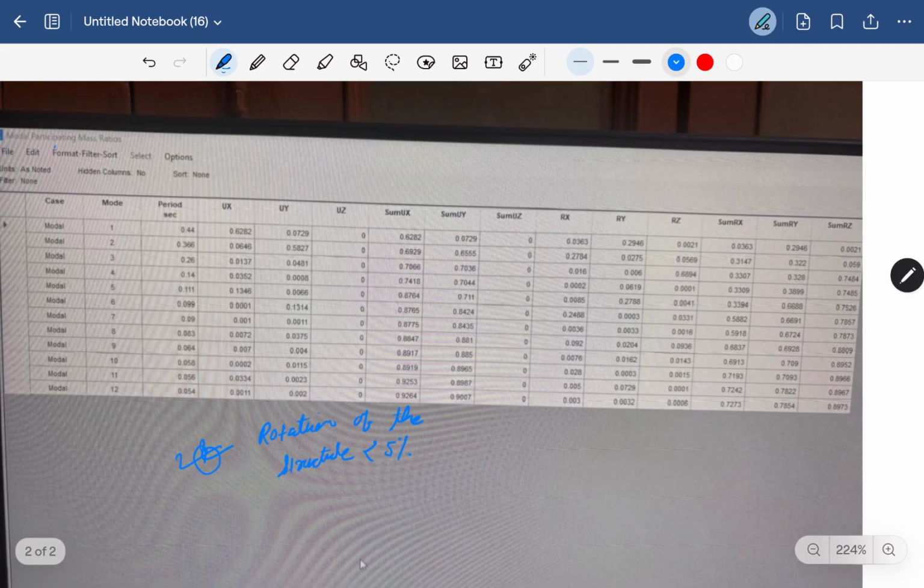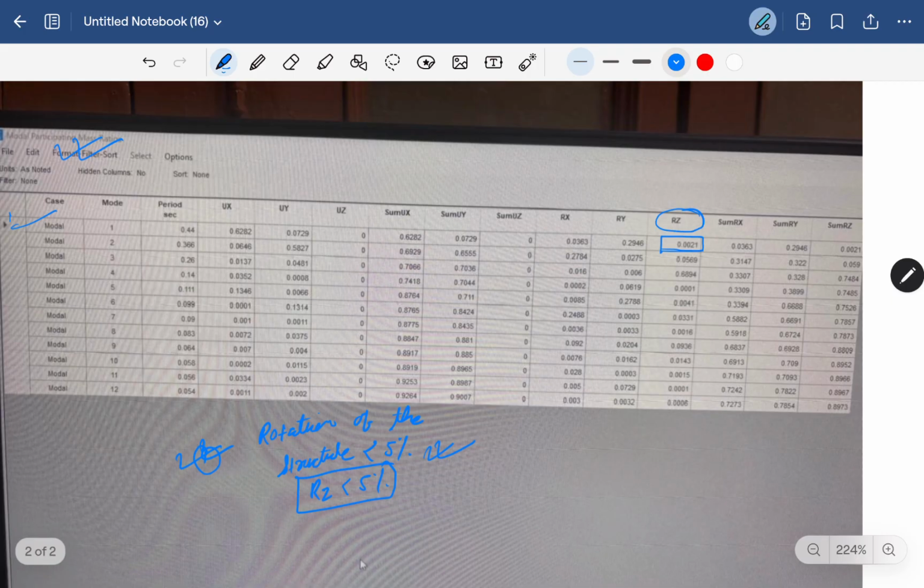So we got the modal analysis result. First we see that rotations, means rz value, should be less than 5%. If it is okay, then our structure is safe against rotations. So first we see rz value. See, this is rz value, and in model 1 the value of rz is 0.0021, means it is pass, means it is less than 5%. So first we generally check this one.